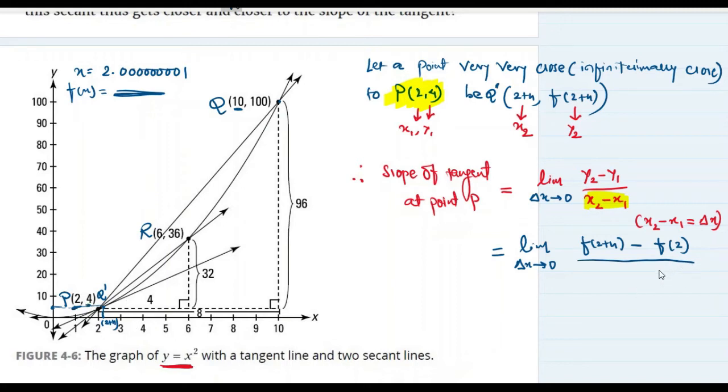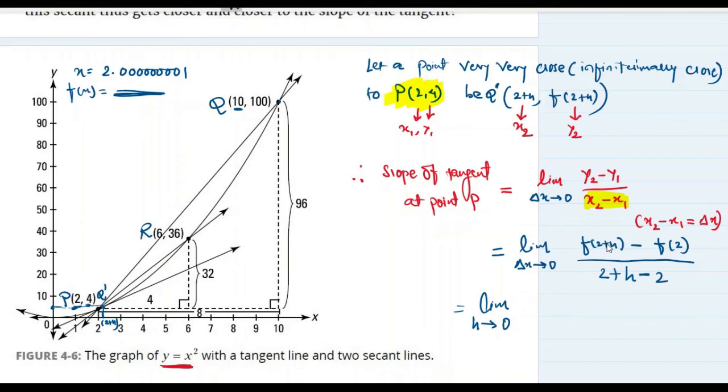So why not f of 2? Yes, f of 2 also makes sense, upon x2 minus x1. Now what is x2? 2 plus h, minus x1. What is x1? 2. Okay, so limit when, now this delta x, we can replace it with h, tends to 0. h is the gap between the x coordinate of point P and Q. I told you earlier, right? So that is becoming very, very small, infinitesimally small. So this h is tending towards 0.